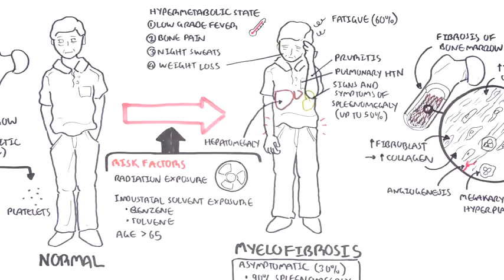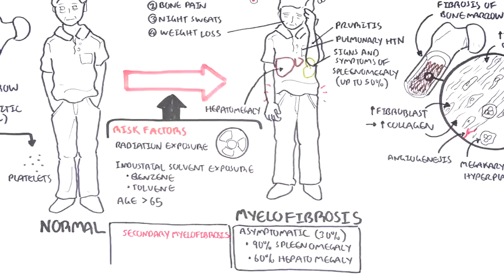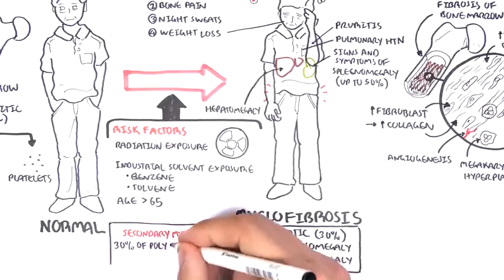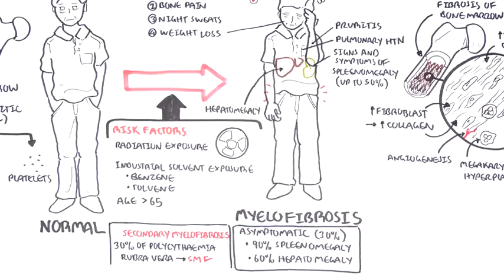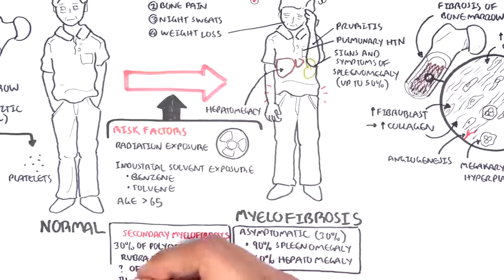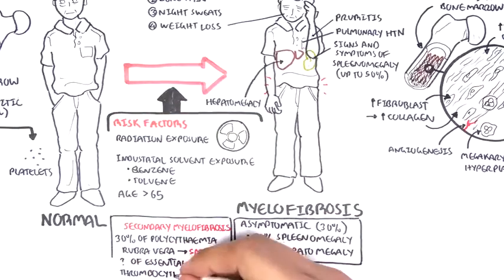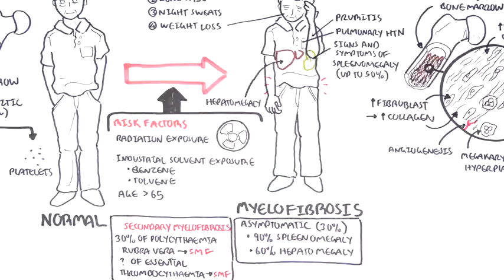Primary myelofibrosis is a disorder on its own. However, there is also secondary myelofibrosis, and secondary myelofibrosis is caused by another disease or disorder. A common cause for secondary myelofibrosis is the other myeloproliferative disorders. 30% of polycythemia rubra vera can lead to secondary myelofibrosis, as well as a high percentage of essential thrombocythemia.